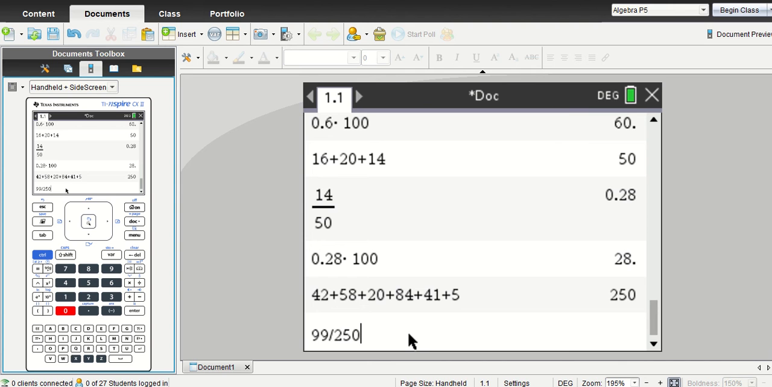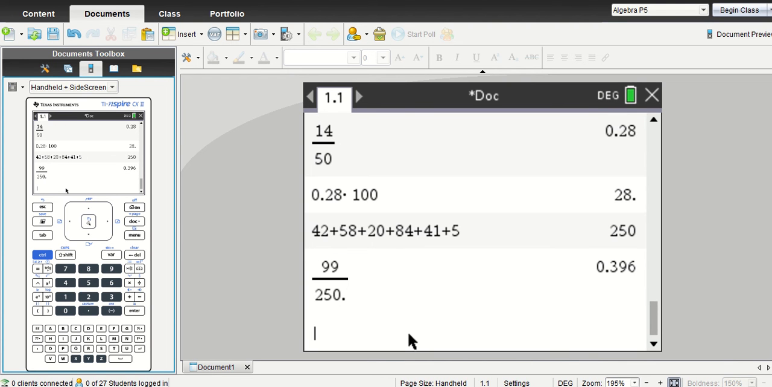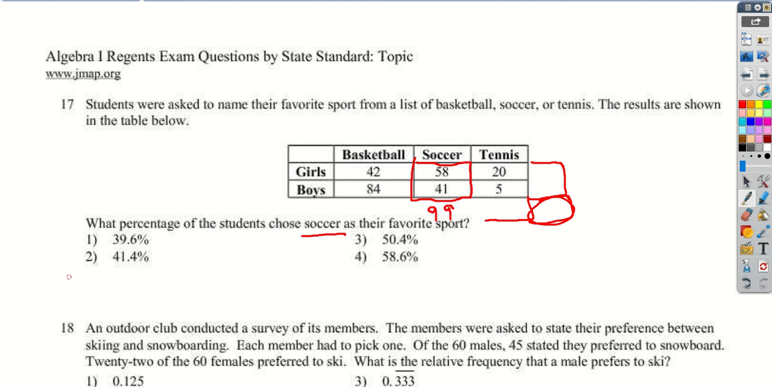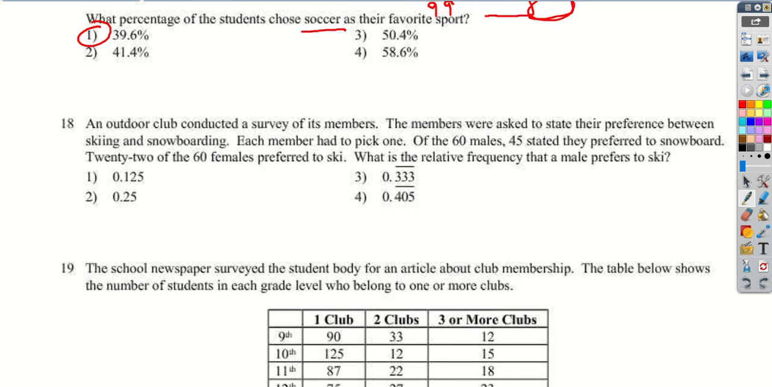And then we want to do that. And we put a decimal point underneath, by the way. It'll also do that for us and round it. It'll make it a decimal instead of a fraction. And then we multiply times 100, and I get 39.6. And so there's my answer. That's essentially how we're doing that one.